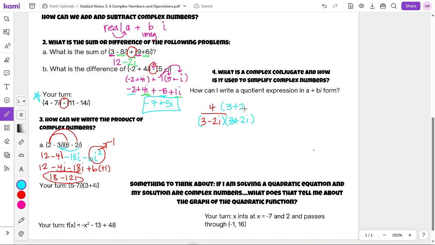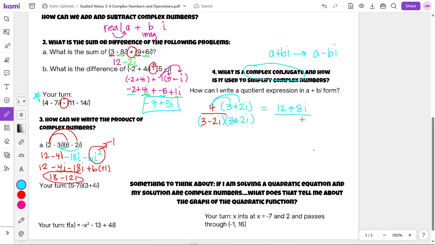So the complex conjugate means if I have a complex number, a plus bi, the conjugate is a minus bi. So it's the opposite sign of b. All right, a stays the same. We just change the sign in the middle, and then we multiply. So 4 times 3 is 12. 4 times 2i is 8i.